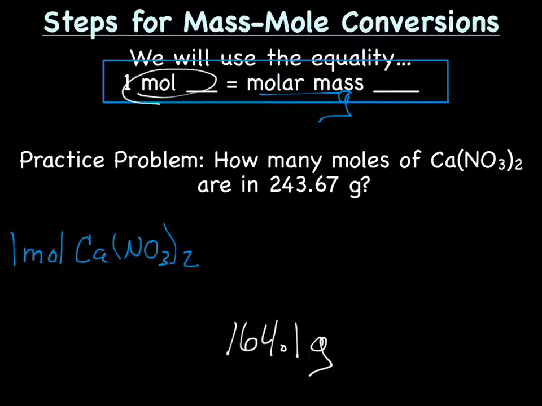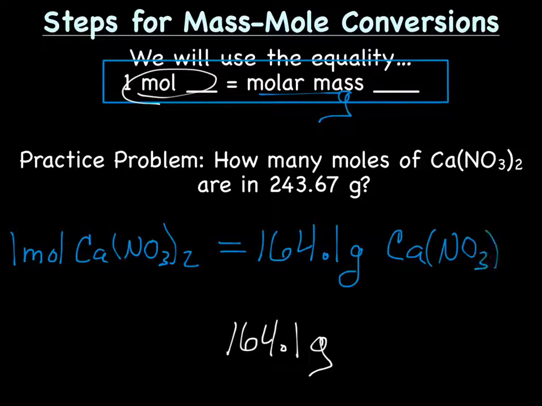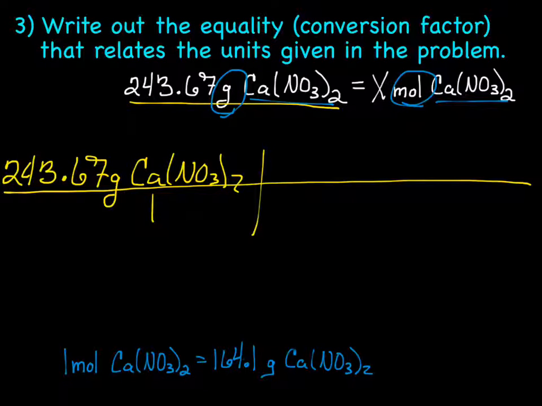So now to complete our equality, we know that 1 mole of calcium nitrate has a mass of 164.1 grams of calcium nitrate. So the equality that we'll be using that relates to the units given in the problem is 1 mole Ca(NO3)2 equals 164.1 grams Ca(NO3)2.